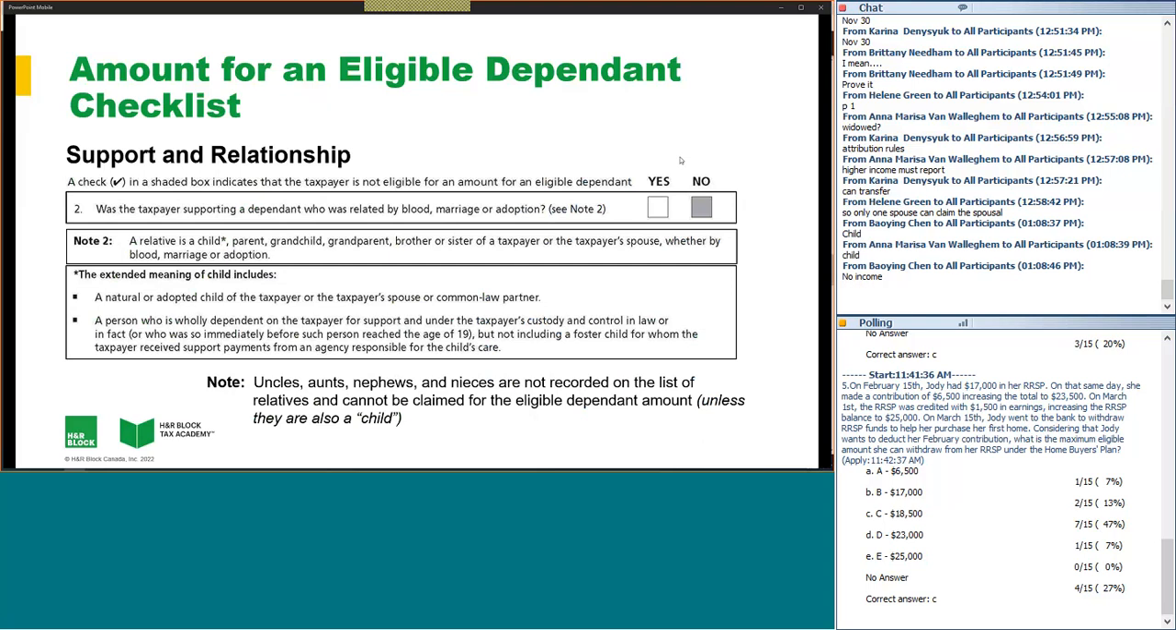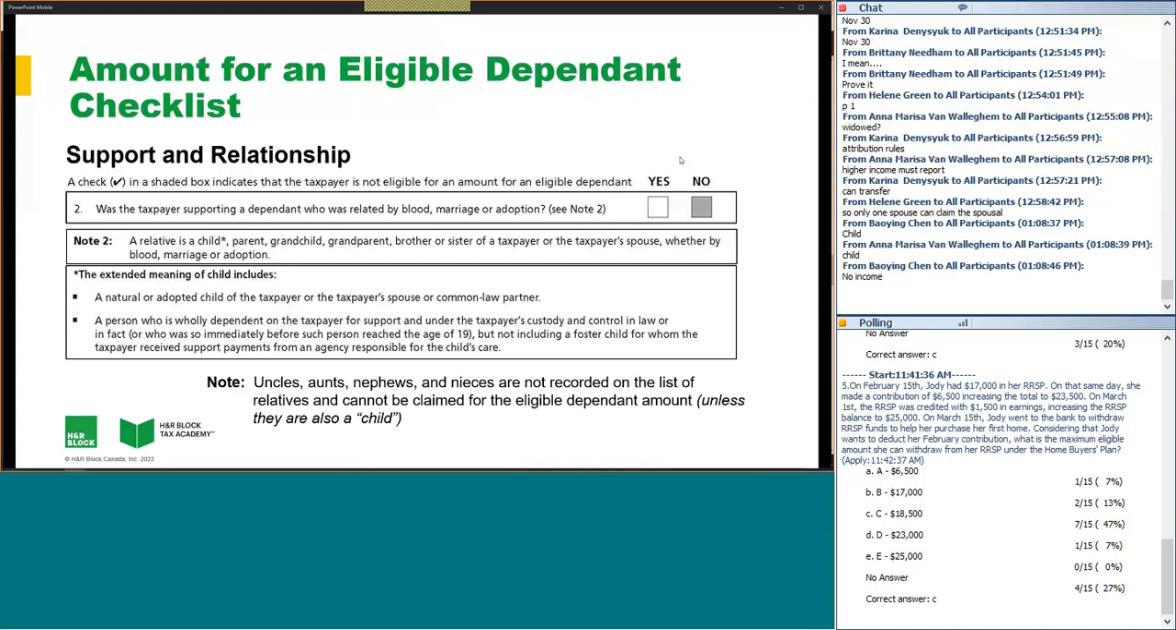And child comes back to the definition that we had, which means any minor who is dependent on you for support and under your care, custody, and control. They are your child. So if you have someone who qualifies as a child, they are your child, even if they're not biologically or by adoption your child. Every other relationship here is going to be by blood, marriage, or adoption. So grandchild, grandparent, brother, sister will be blood, marriage, or adoption.